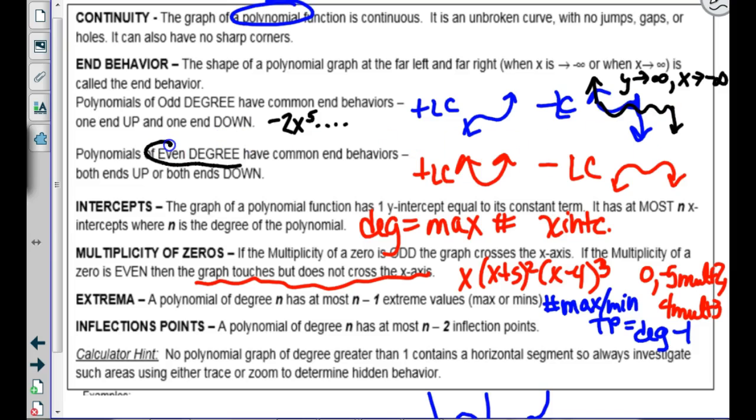Because these are even degree, both ends are going the same direction, okay? Odd degree is opposite directions at the two ends, okay? Even degree means both ends are up or down. Does that help? Yeah. Anybody else have a question?